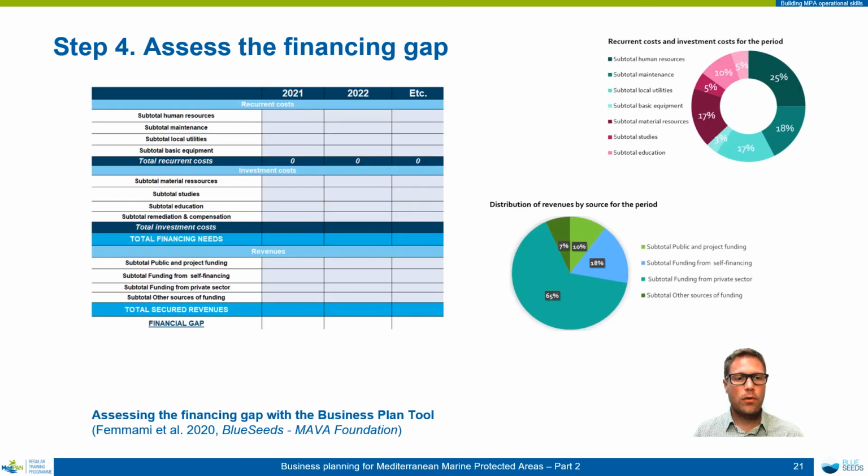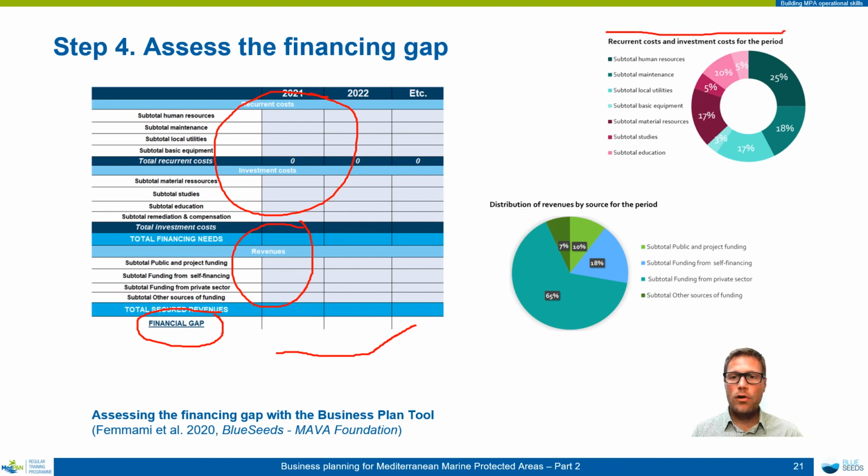So once you've done the work of estimating all your activities and their costs and your revenues, entering those costs and those revenues in the business plan tool is an easy way to estimate your financial gap. And you will maybe discover that this gap is actually constant over several years, but then increases. So you will understand the trends of this gap over time.